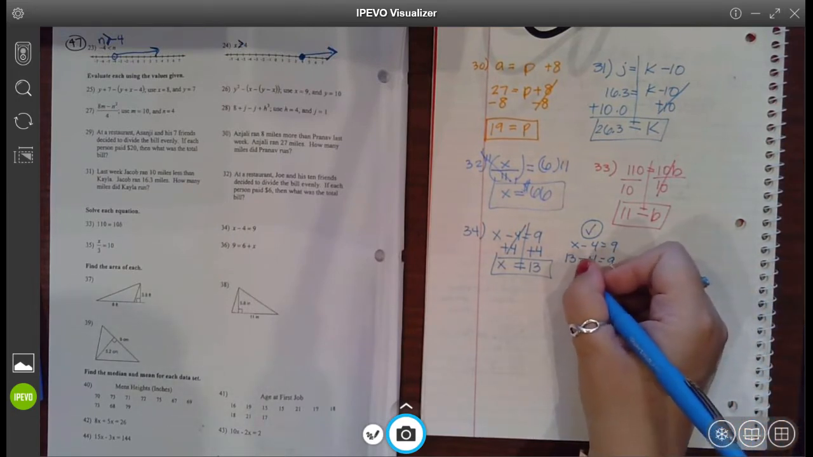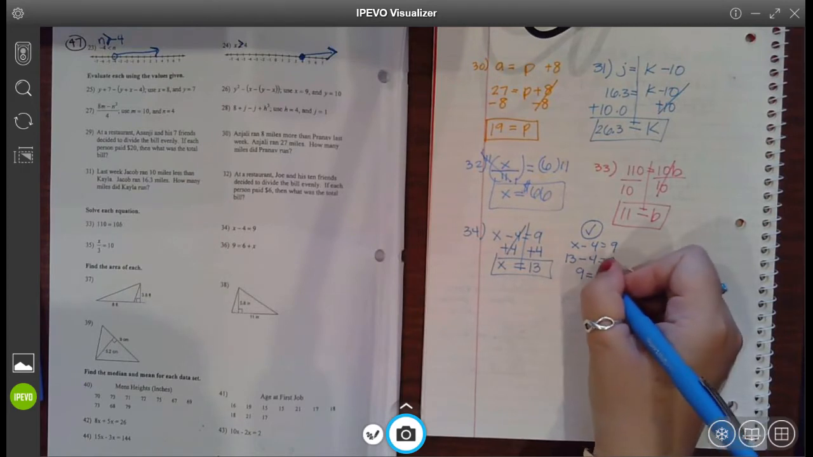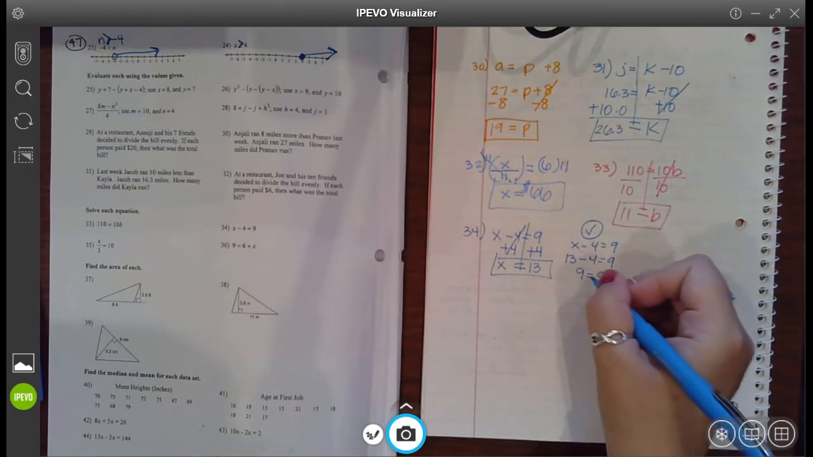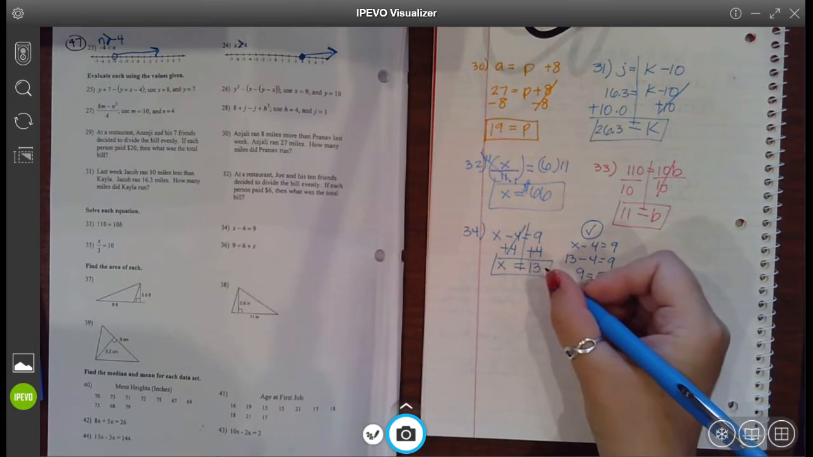Well, 13 minus 4 is 9. Bring down your equals, 9. That's a true statement. You got 9 equals 9. So you know that 13 was the right answer. That's what I should write in the answer column.